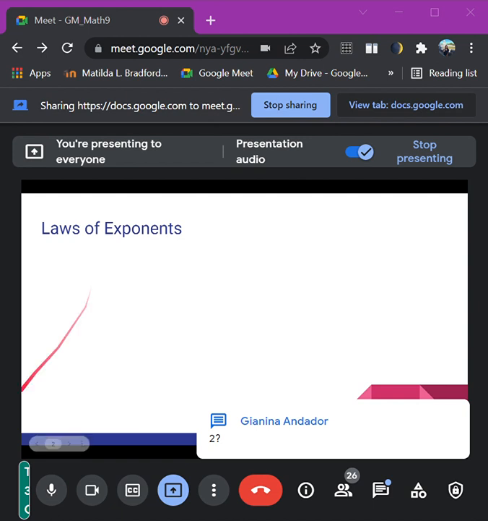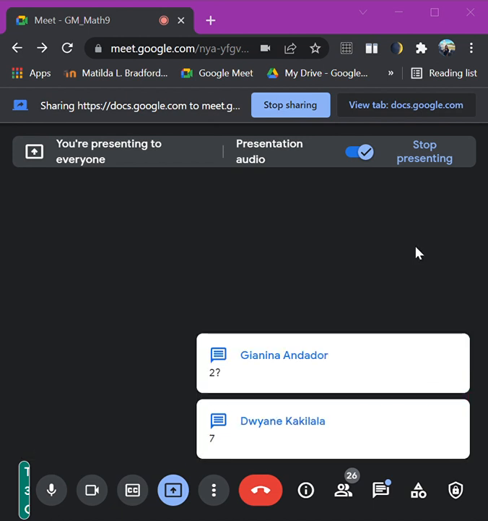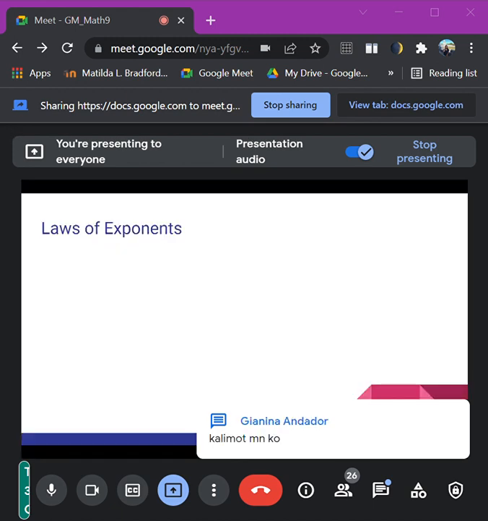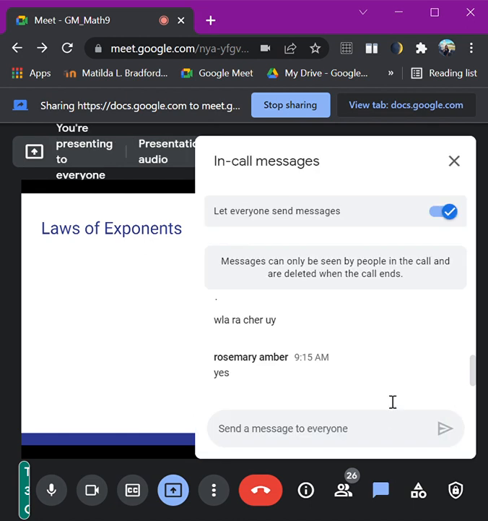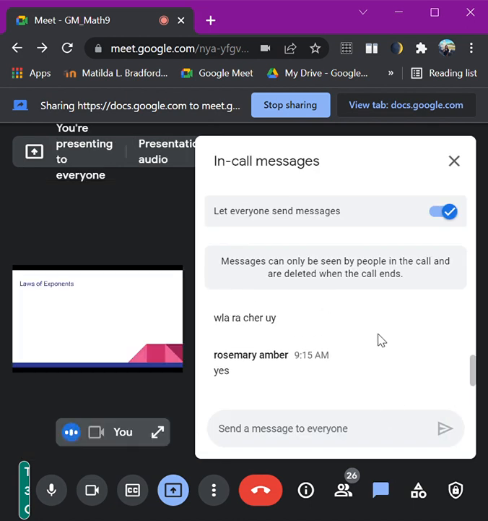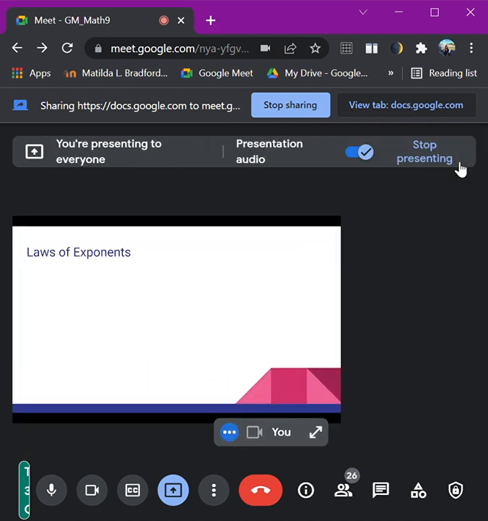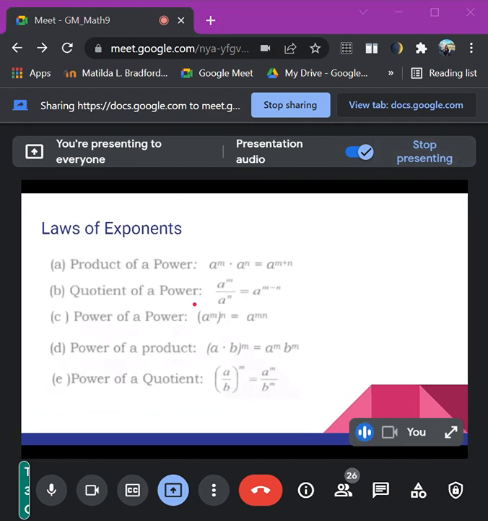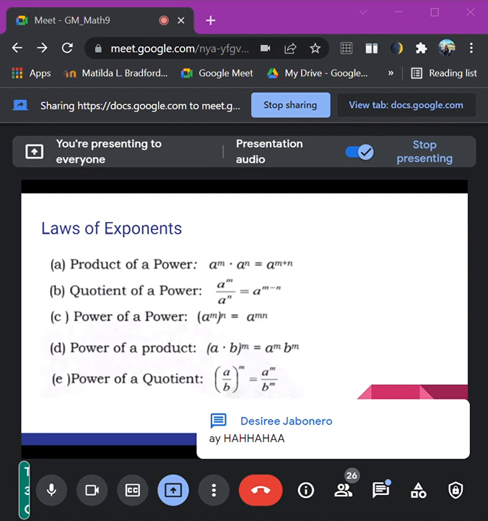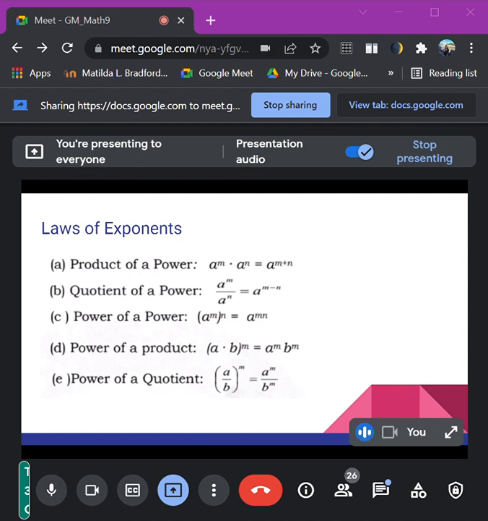2, one more. Almost forgot. 7. 7. Okay. So actually we have only 5. So we have here 5 laws of exponents. As you can see there, we have the product of a power, quotient of a power, power of a power, power of a product, and power of a quotient.